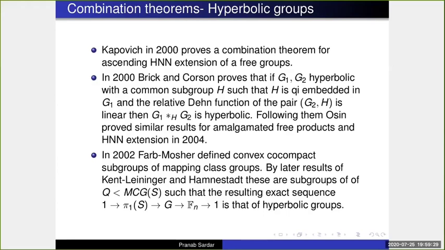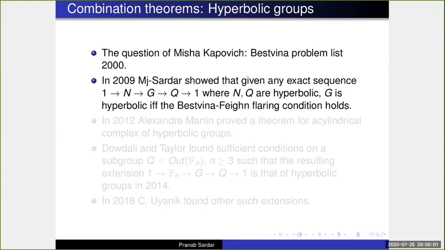So the mapping class group acts on the triangular space. They prove that if a finitely generated Q has a quasi-isometric orbit map, then the corresponding extension is hyperbolic. Later on, Kent, Leininger, and Hamilton independently found the opposite direction of this theorem. That is, it is if and only if. Similar other things are there, so I just skip some of them.